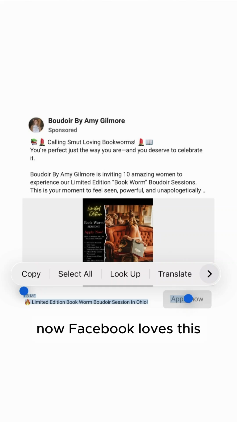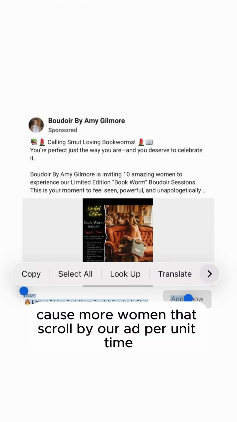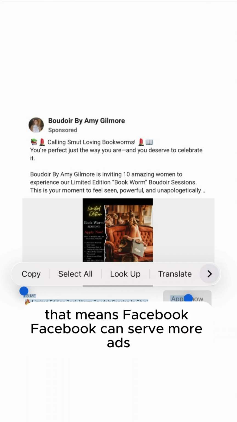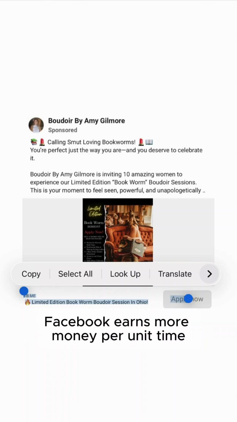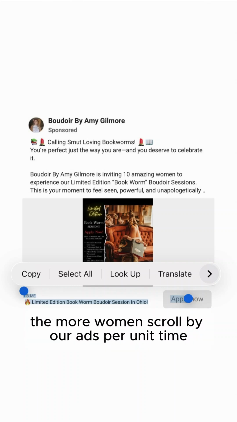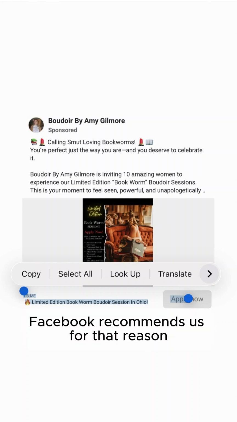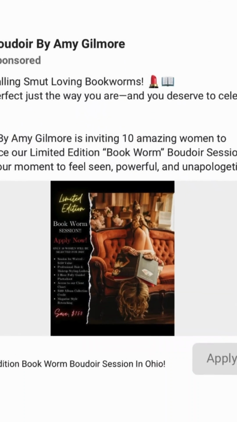Now Facebook loves this because the more women that scroll by our ad per unit time, that means Facebook can serve more ads, more impressions of other advertisers' ads per unit time. Facebook earns more money per unit time the more women scroll by our ads per unit time. So we never want to follow what Facebook recommends for that reason.